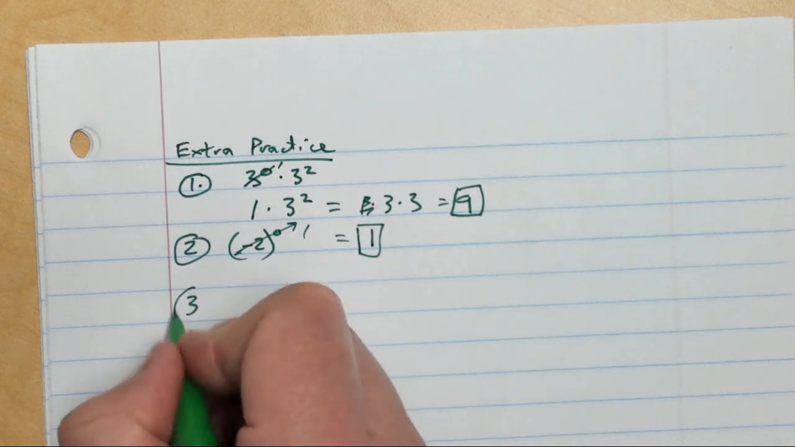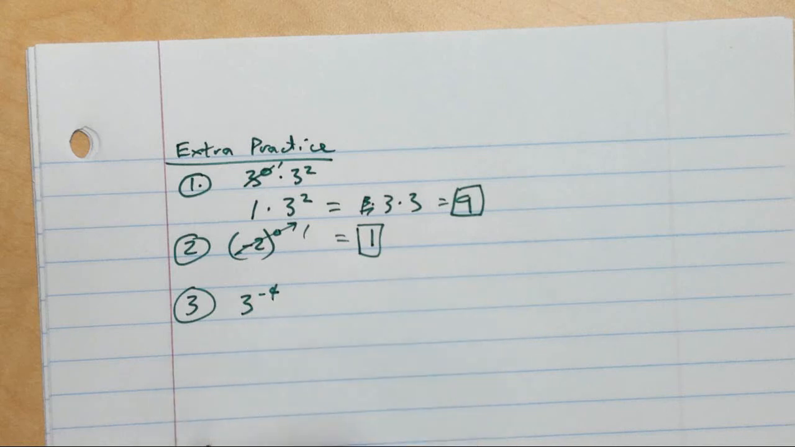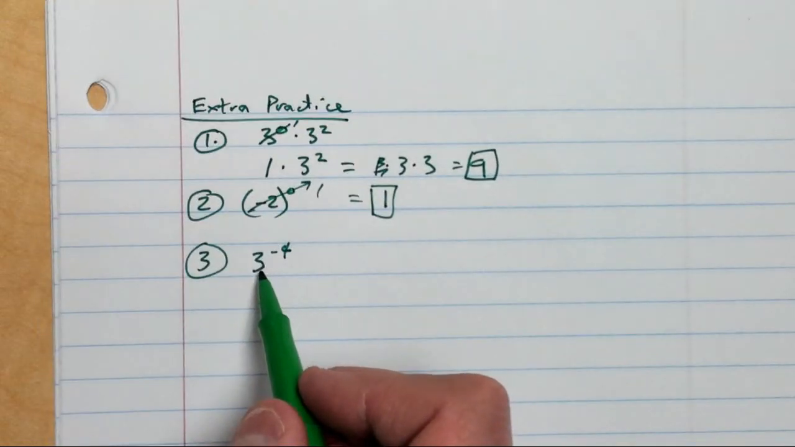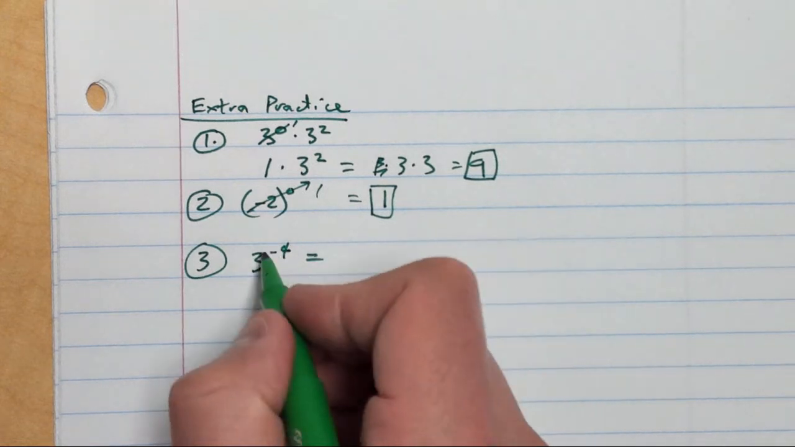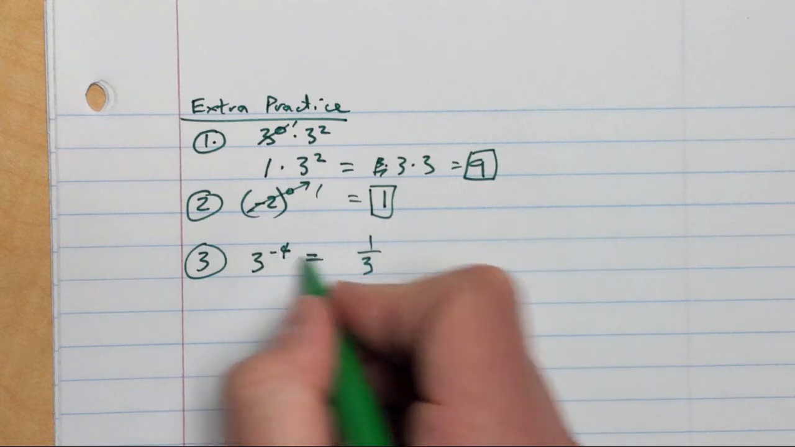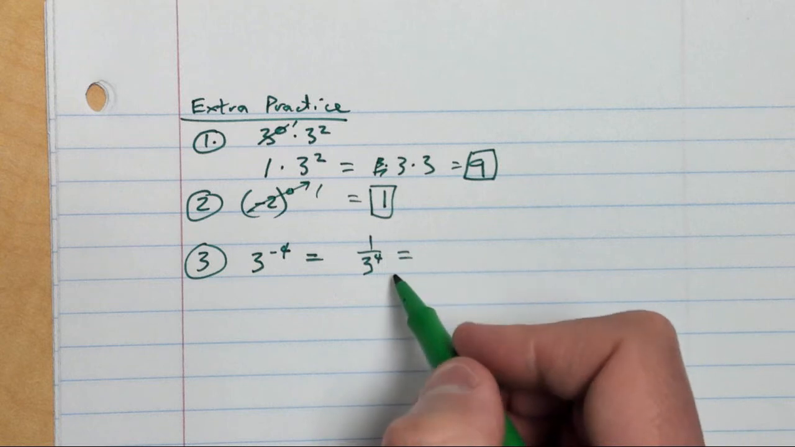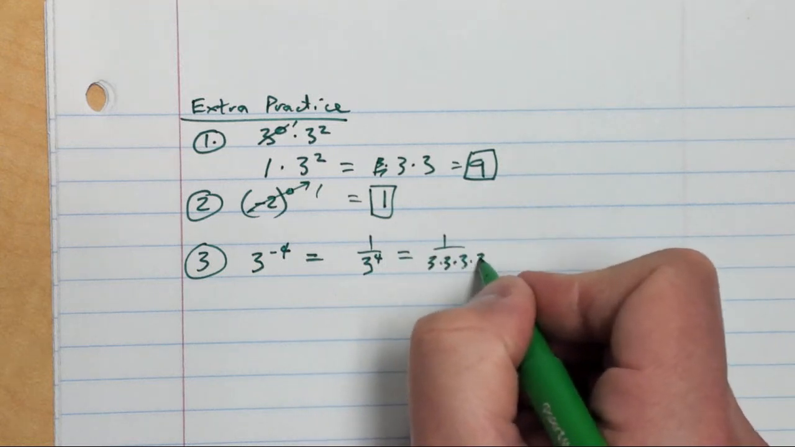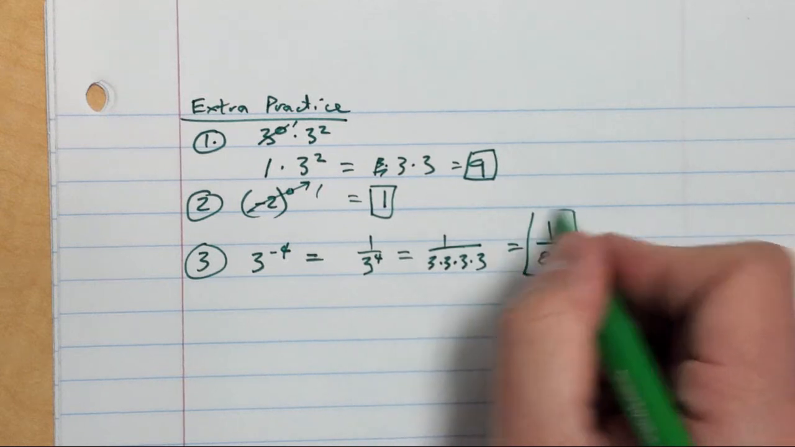The third problem I have is 3 to the negative 4. This is a negative exponent attached to this 3. So the base is 3, the exponent is negative 4. So this is a negative exponent rule. You take the reciprocal of the base, which is 1 over 3. You switch the sign from a negative 4 to a positive 4. And that's the same thing as 1 over 3 to the 4th, or 1 over 3 times 3 times 3 times 3. And this simplifies down to 81. So 1 over 81.